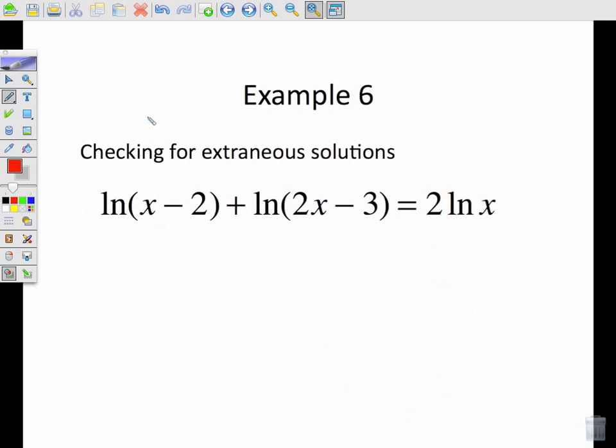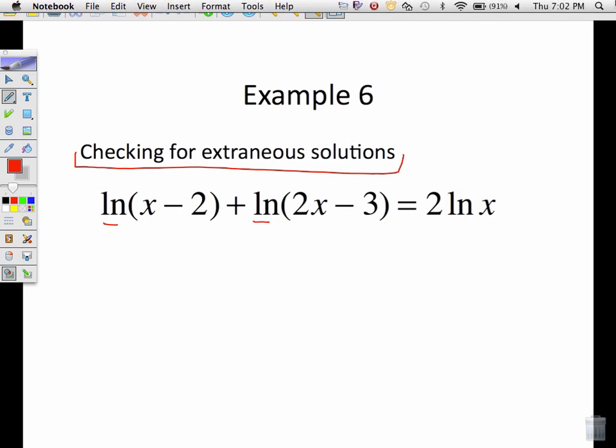All right, on your next problem, we're going to talk about checking for extraneous solutions here. But in this problem, your goal is going to be to try to combine these natural logs here and use some of your condensing rules. And so we will take care of that here in a second.